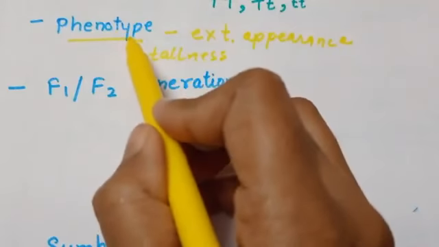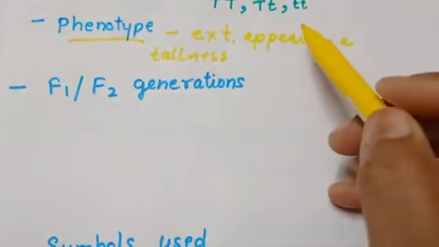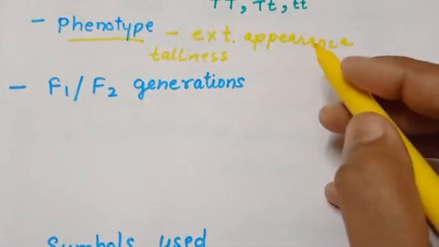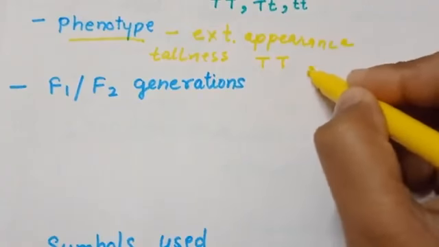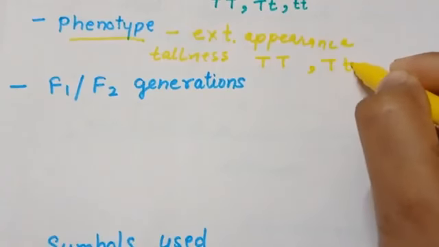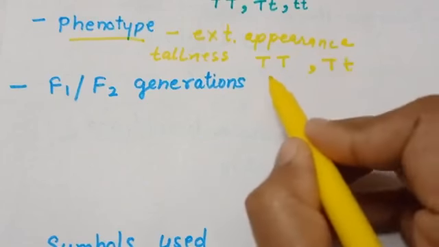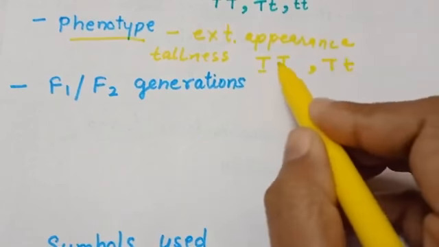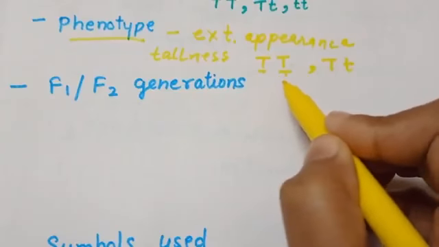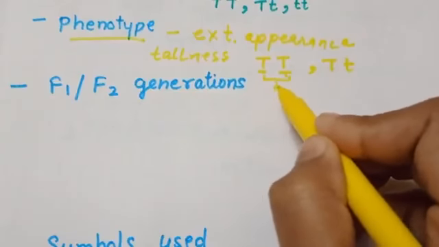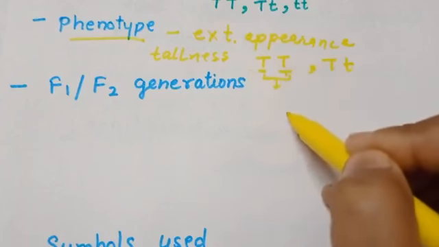Phenotypes are always dependent on genotype. For example, if we talk of genotype capital T, T, one pair, or capital T, small t. If we talk of the capital T and T, here both are capital, so both are dominant and they represent the tallness of the plant. So in any case, this pair goes for the tallness of the plant. So the plant will be tall if the genotype is capital T and T.